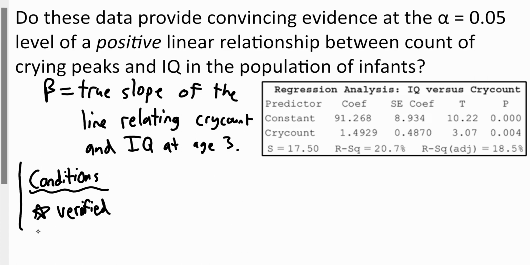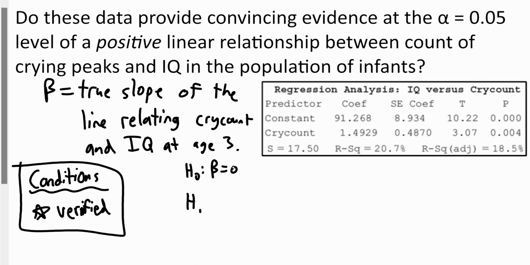And I'm going to move on. We need our hypotheses. The null hypothesis is always going to be that there is no linear relationship. So beta is equal to 0. No linear relationship. The alternative in this case is looking for a positive, so it's greater than 0. So note that it's a positive linear relationship, so that's why we're going to use greater than 0. That's the case where you have a one-sided hypothesis test.